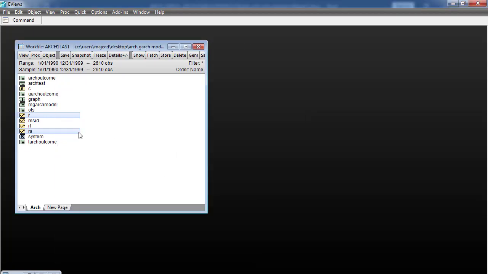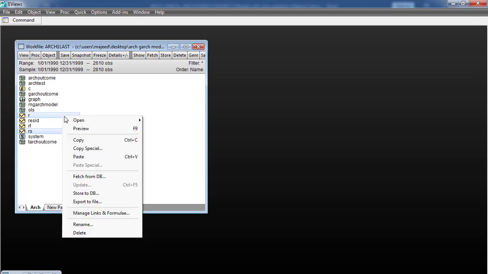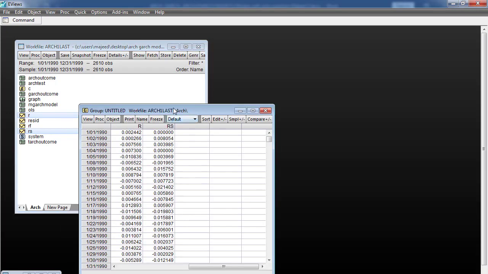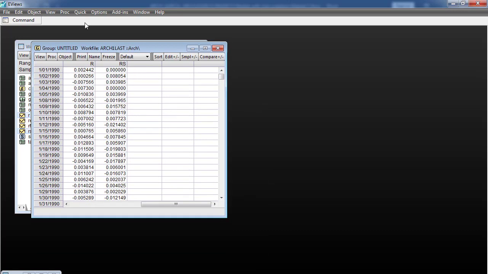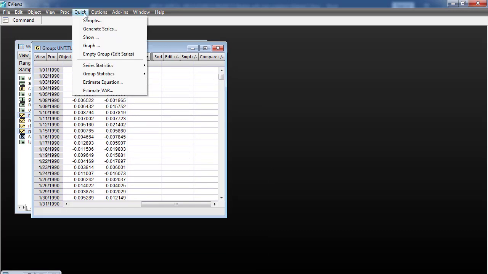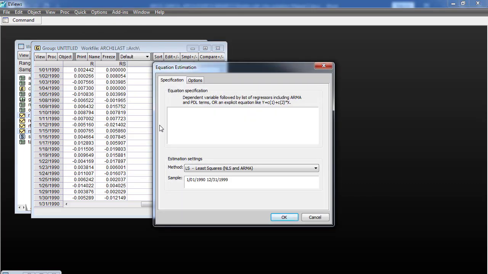We open the data, and this is the data here. Open it as a group. Then we have to run the regression. Go to quick estimate equation. The dependent variable is return R, constant, RS, stock return, AR1, which is autoregressive, and let me add MA1.